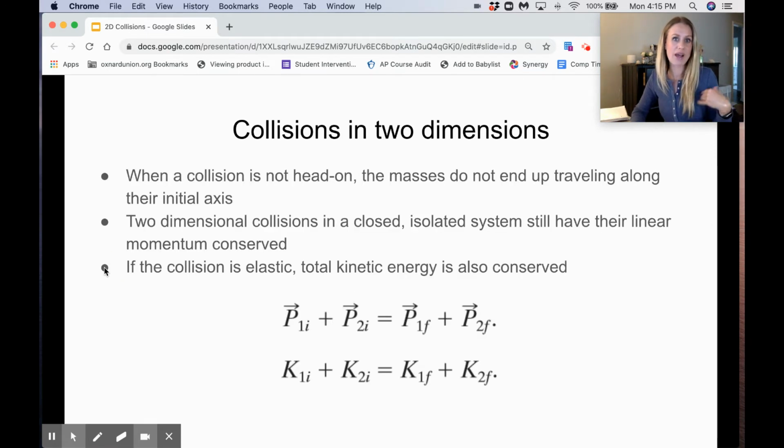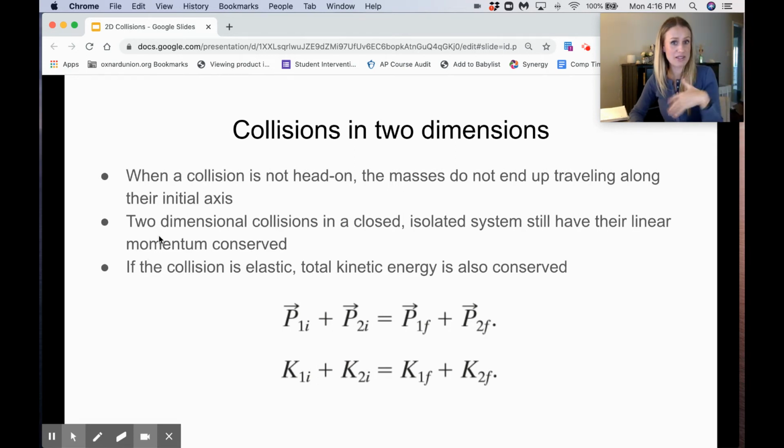So when we have a collision that's not head-on, the masses don't end up traveling along their initial axes. So it might glance off like this, or maybe they go off at an angle like this. So in this case, we have two dimensions. We don't just have one dimension.